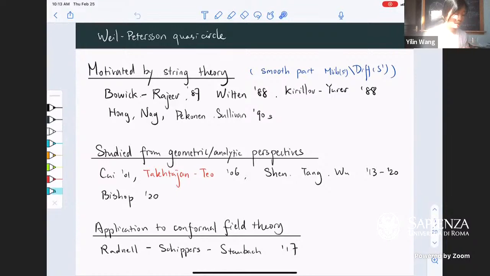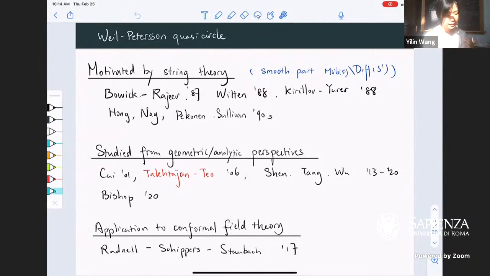It's really starting from the 21st century, especially with the work of Cui. Cui was probably the first person to study the completion of this smooth part, but his work was not recognized and not known. At least Takhtajan and Teo didn't know Cui's work before. But then Takhtajan and Teo, in their AMS memoir, studied this class of Weil-Petersson quasi-circles systematically, and their work concerns the completion of those smooth curves. There are also works by Shen, Tang and Wu, and the recent preprint of Bishop.